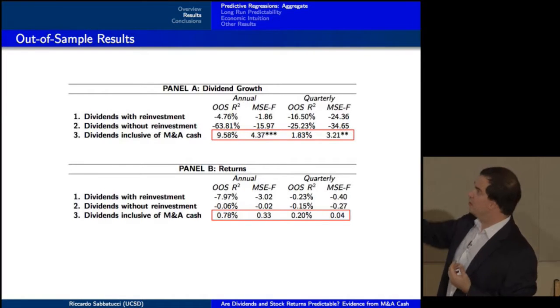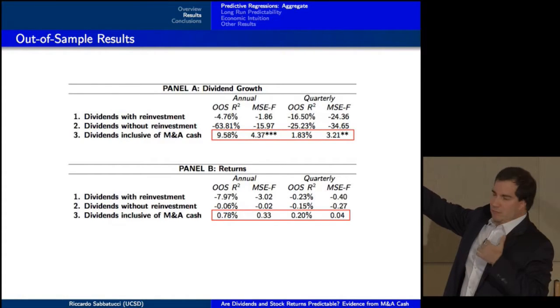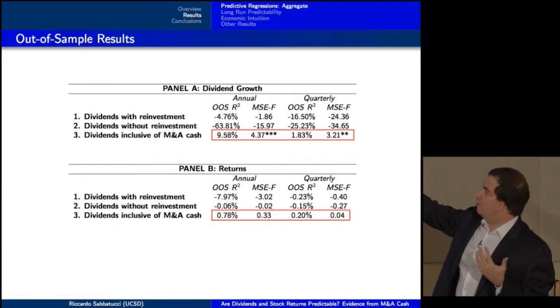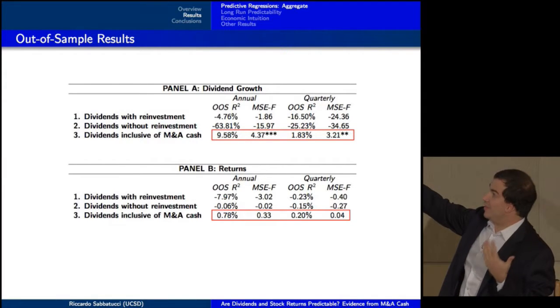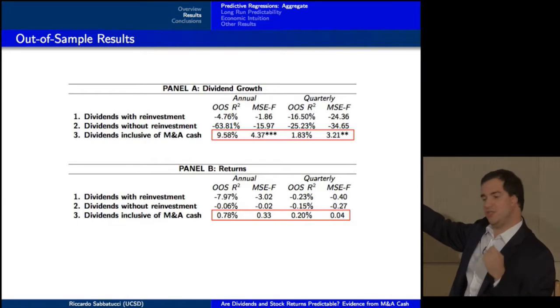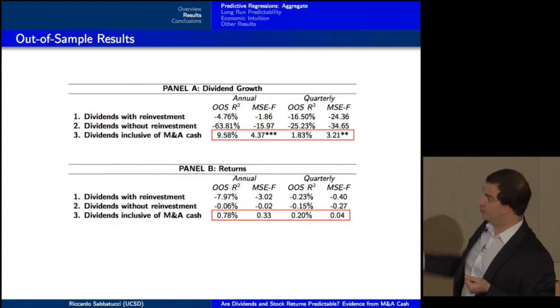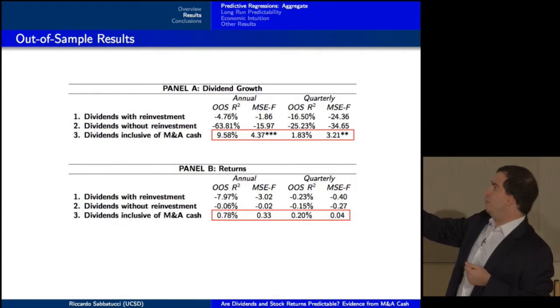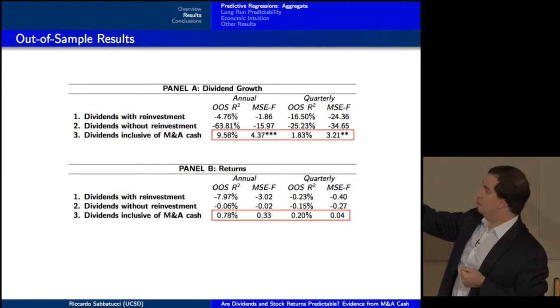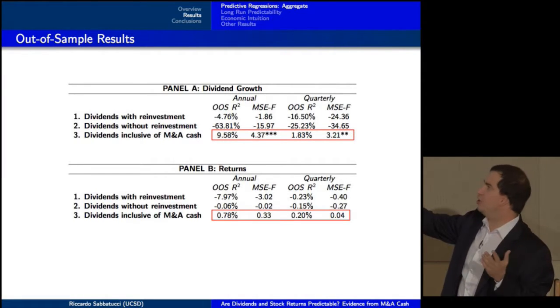Out of sample. The first panel shows you the dividend growth out of sample regression, and the bottom panel, the excess returns. We see that dividend growth out of sample R squared is negative using the standard measure, both at the annual and quarterly frequency. Once we include these cash dividends from M&A, this is not true anymore. As far as the returns, the first two lines are consistent with Goyal and Welch. There is no predictability of returns out of sample.